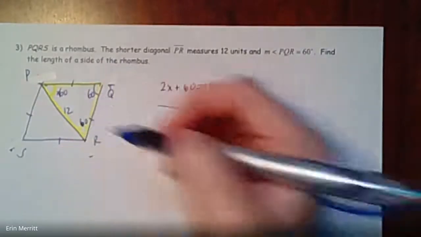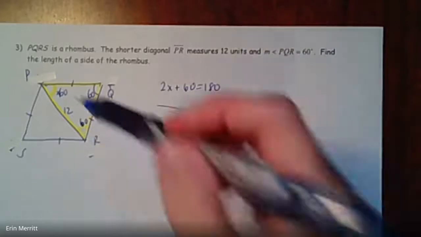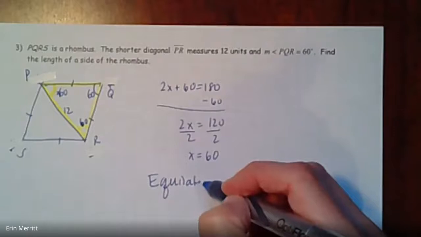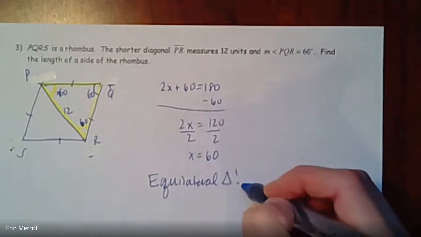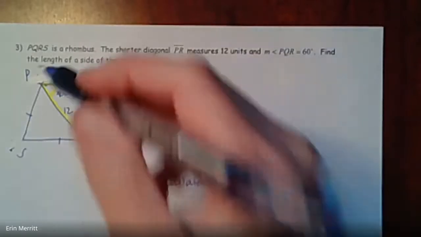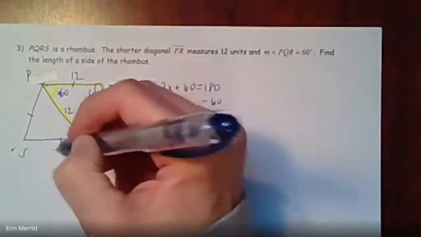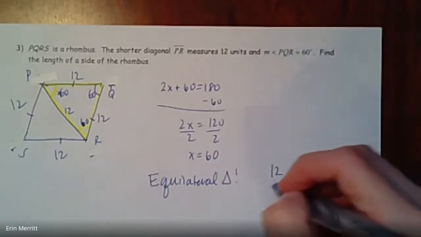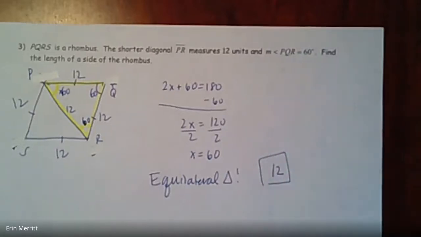All right, well, what does that have to do with the side length? Well, if I have 60, 60, 60, this thing is really an equilateral triangle, which means all the sides are the same. So 12, 12, 12, 12, and 12. So when it says find the length of a side of the rhombus, that would be 12. If they said find the length of the perimeter, you'd have enough to do it as well.